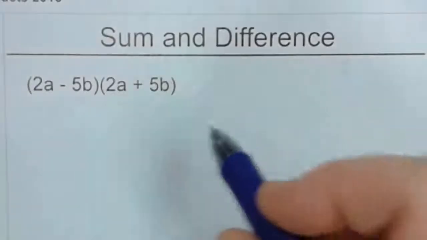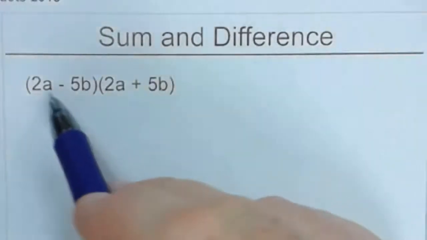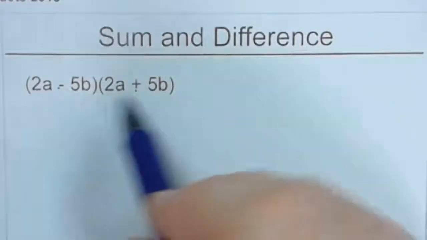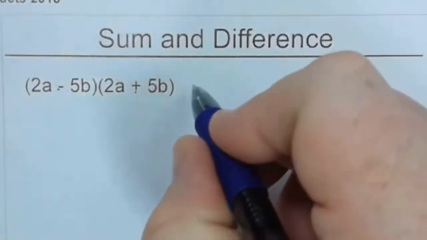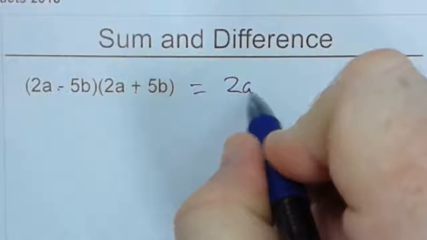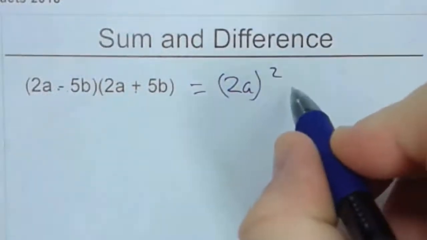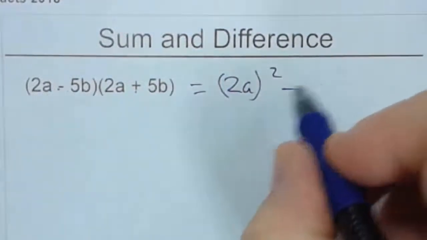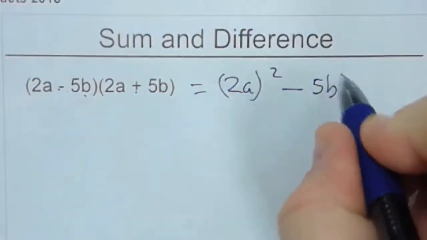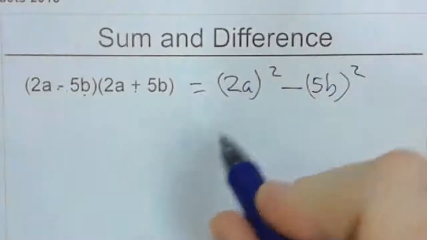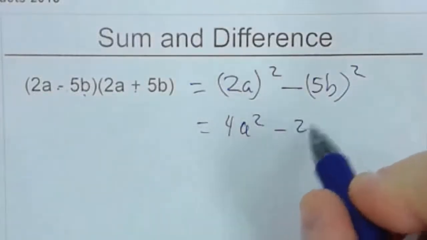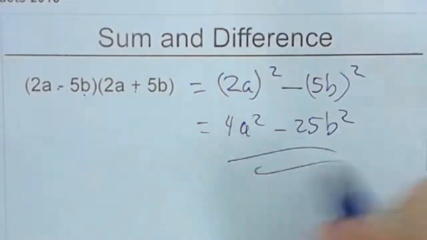Our next example of sum and difference is our final example. We have two variables in there. One is minus, one is plus. Notice the order of the add and subtract is different, but that doesn't change the answer. All we got to do is take the first number, which is 2a, square it, bring a minus sign, this is always minus. Take the second number, which is 5b, square it, and our final result is going to be 4a squared minus 25b squared, and that's our answer.